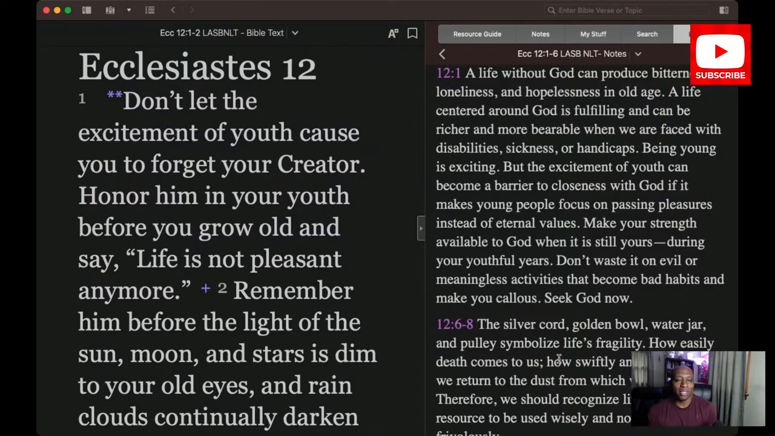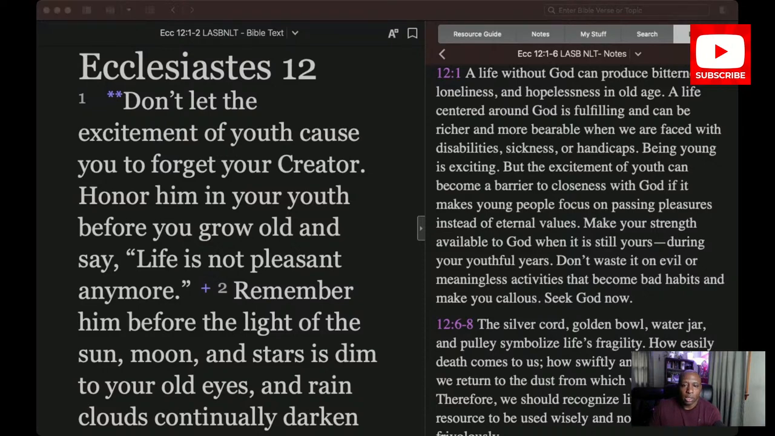The Life Application Study Bible tells us this. A life without God can produce bitterness, loneliness, and hopelessness in old age. A life centered around God is fulfilling and can be richer and more bearable when we are faced with disabilities, sicknesses, or handicaps. Being young is exciting, but the excitement of youth can become a barrier to closeness with God if it makes young people focus on passing pleasure instead of eternal values. Make your strength available to God when it is still yours during your youthful years. Don't waste it on evil or meaningless activities that become bad habits and make you callous. Seek God now.